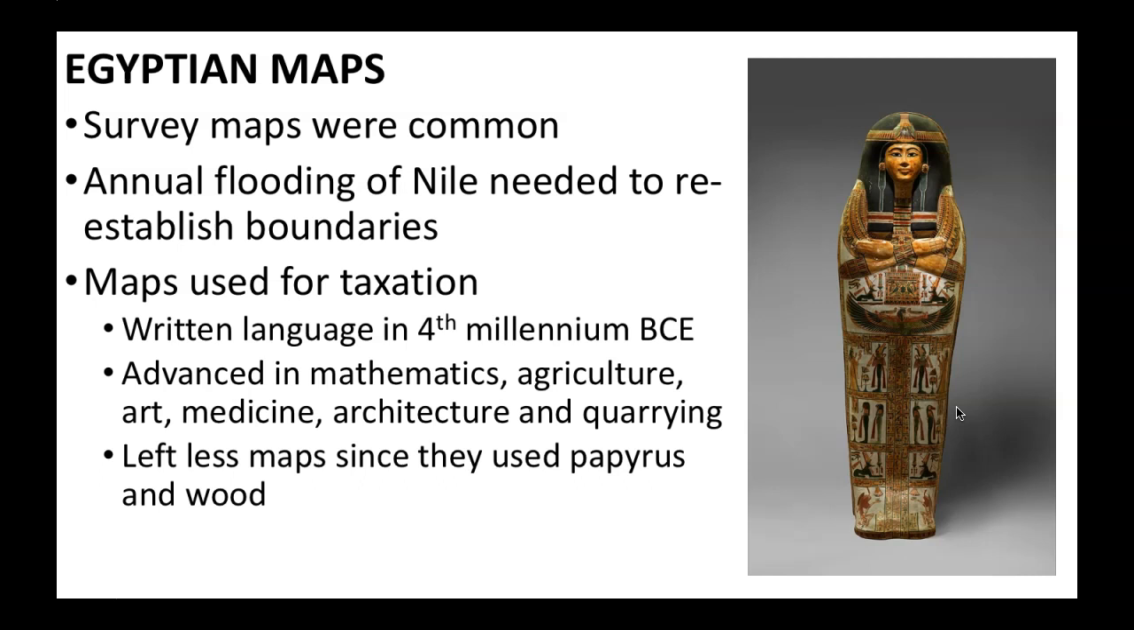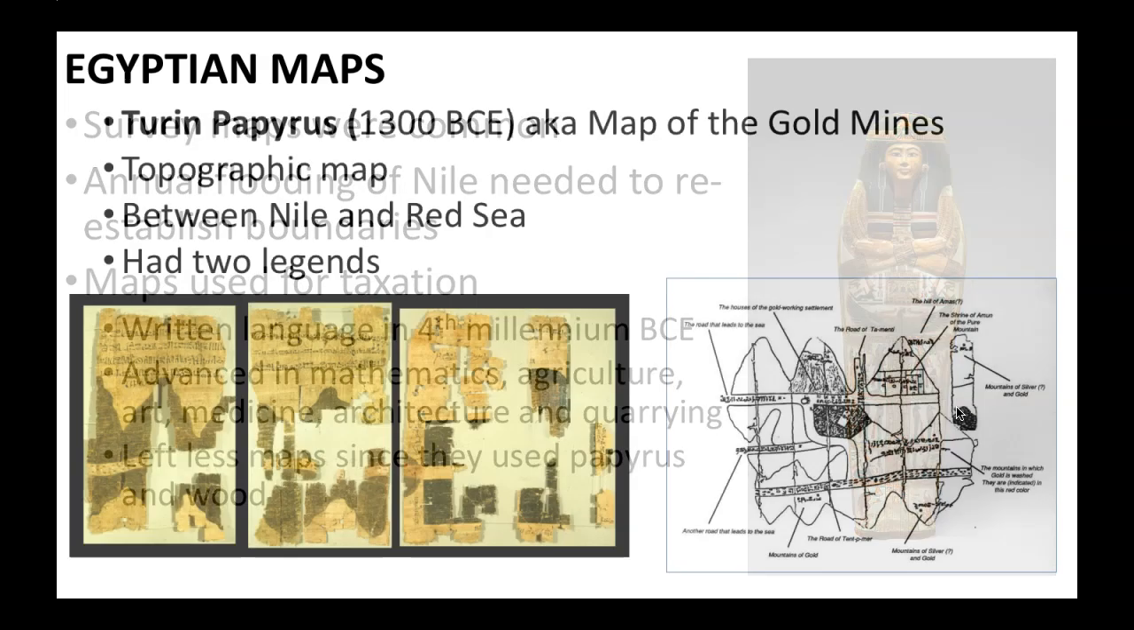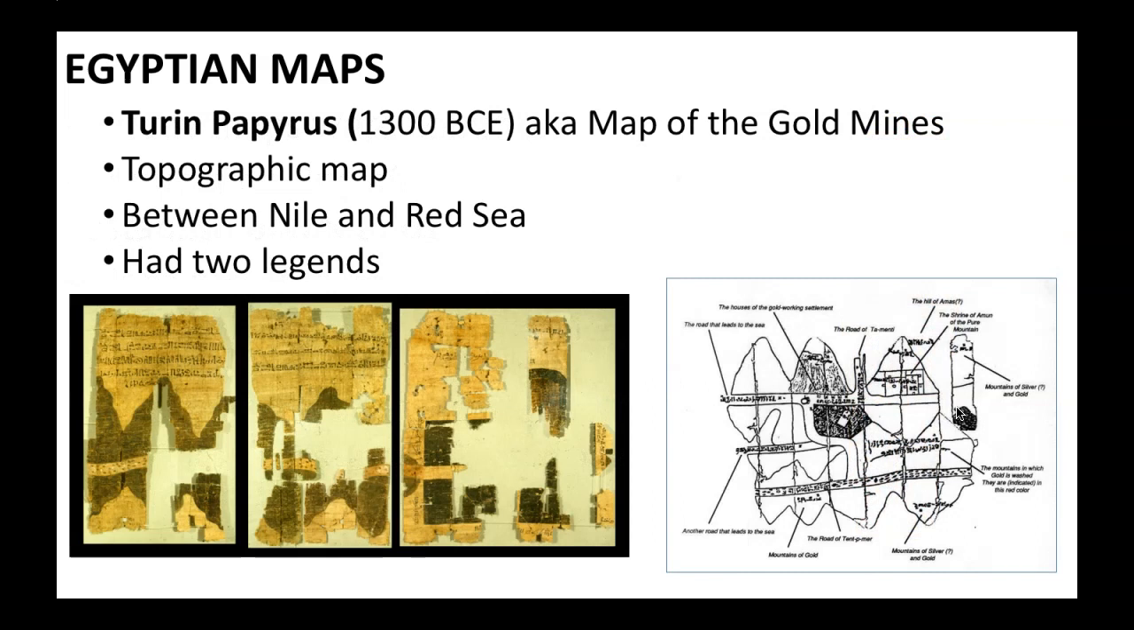However, many of their maps don't exist into the present because they used papyrus paper, or they also used wood to carve these. This is an example of the Turin papyrus. It's a papyrus from Egypt dated to the year 1300 before the Common Era.